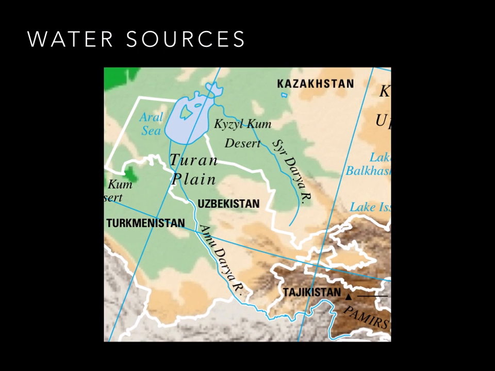Here you have a map of the Syr Darya and the Amu Darya flowing out of the Hindu Kush mountain region and across the desert and into the Aral Sea.